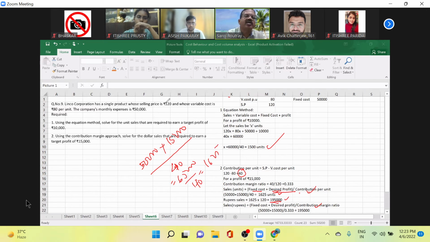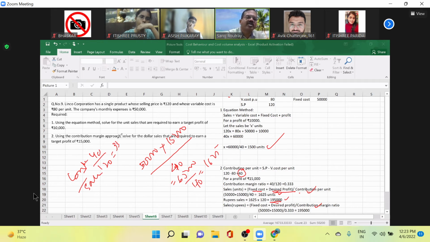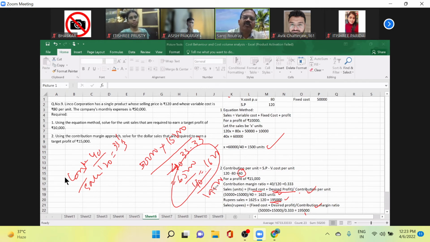Otherwise, you can use the contribution margin ratio, 40 divided by 120. Contribution margin ratio is equal to contribution divided by sales, which is 33 1/3%. So taking that 33 1/3%, you can also get directly 1,95,000. Approximately, it will come. A little bit of difference will be there because you are taking 0.33, not exactly that value. Okay, so I hope that is clear.